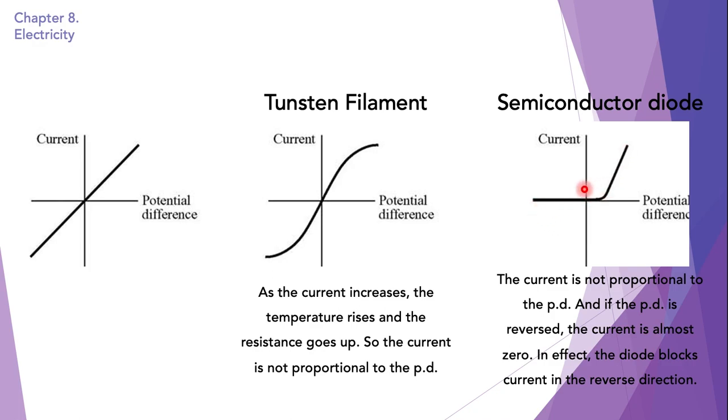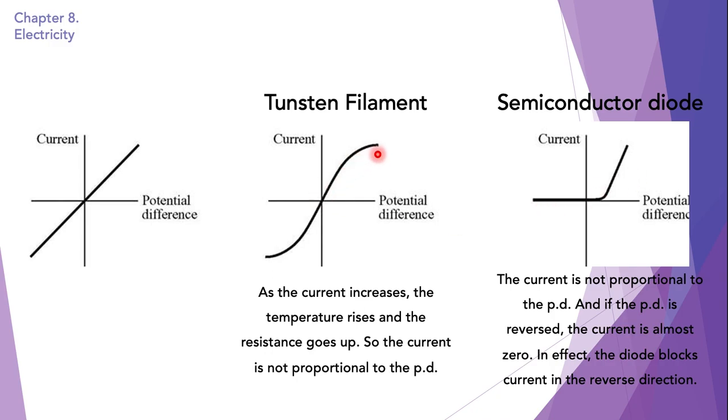So as you can see, the current in this graph is not proportional to the potential difference. And if the potential difference is reversed, the current is almost zero. In effect, the diode blocks the current in the reverse direction. So its resistance is greater in one direction and weaker in the other direction. So this is the semiconductor diode.